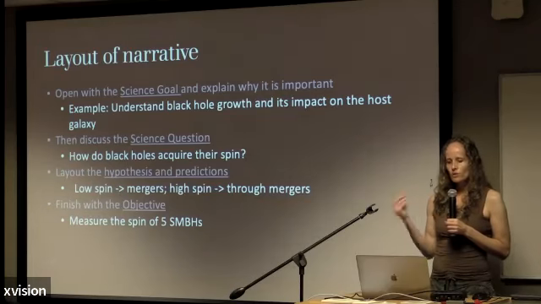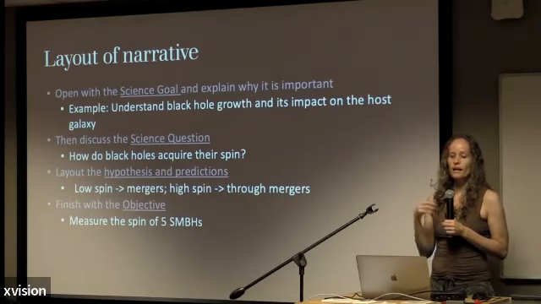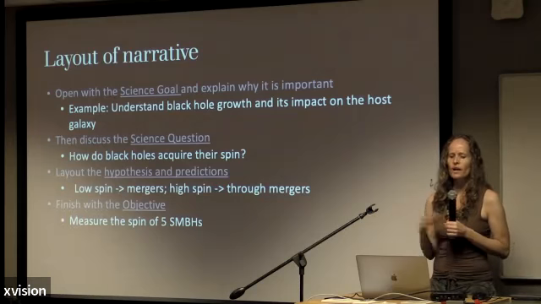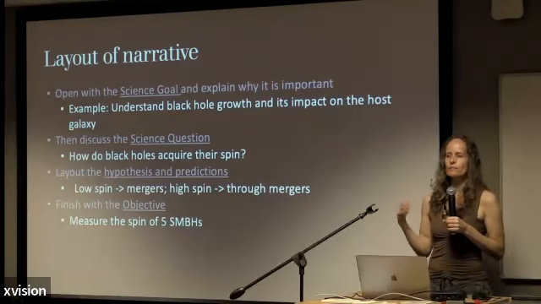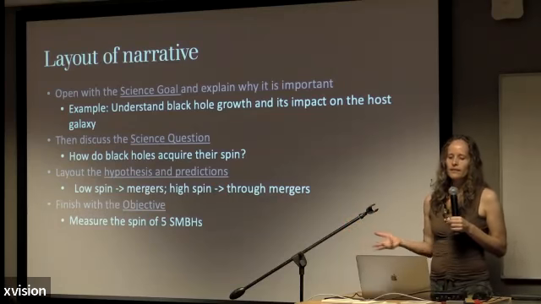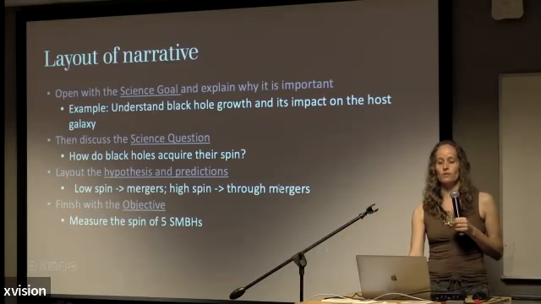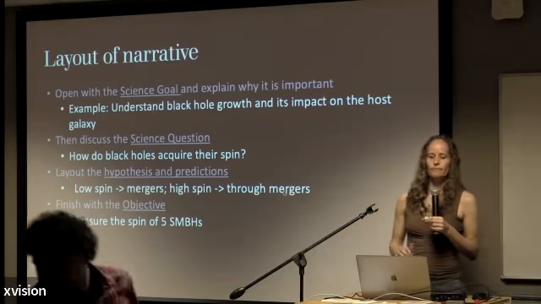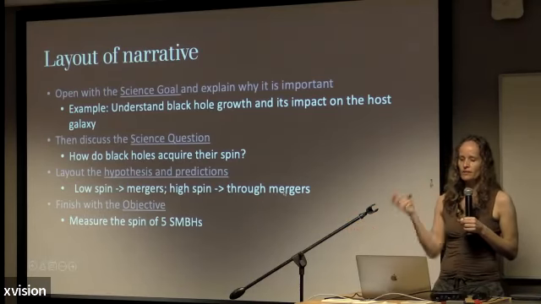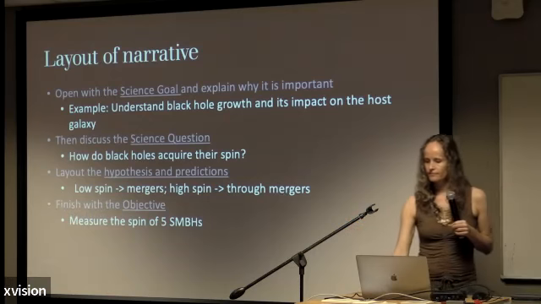And then you should segue into your science questions. How do, for example, black holes acquire their spin? Then you have a set of hypotheses and predictions, which you can then go through. In this case, low spin could be merger driven. High spins could mean that you acquire spin through accretion. Finish with the objective, what you want to do. Okay, in order to answer this question, I need to do this.